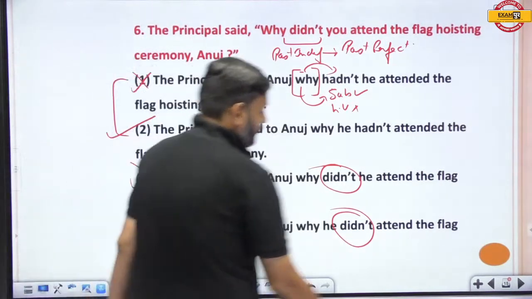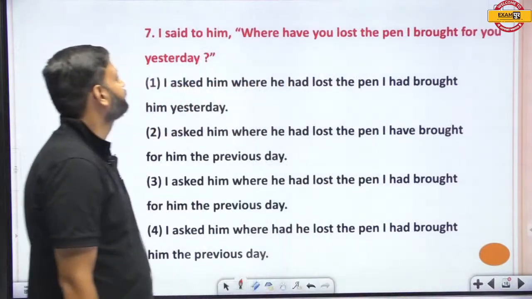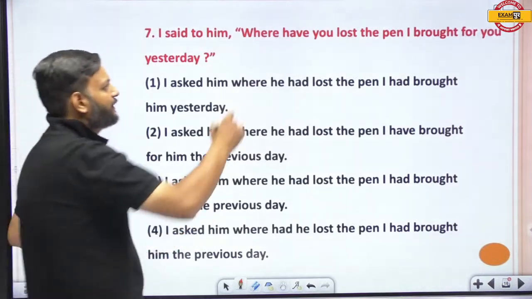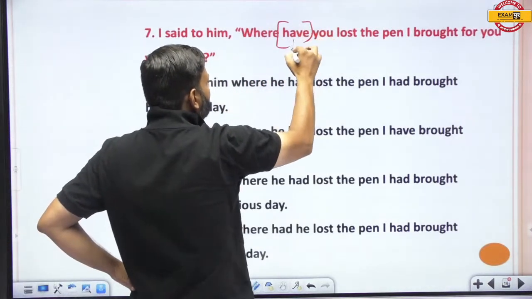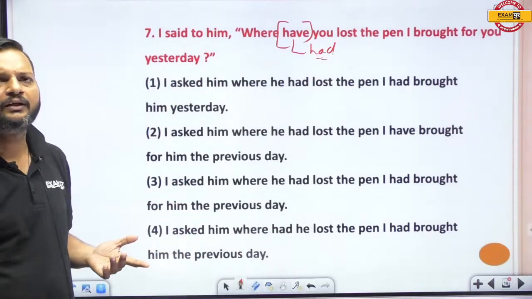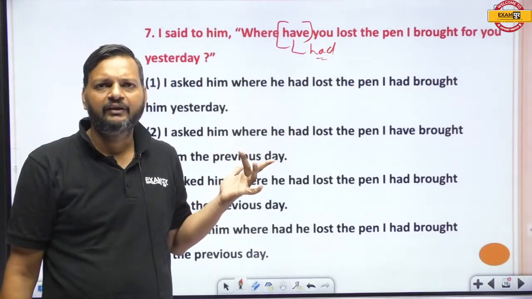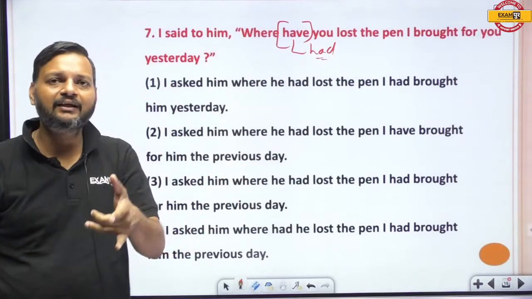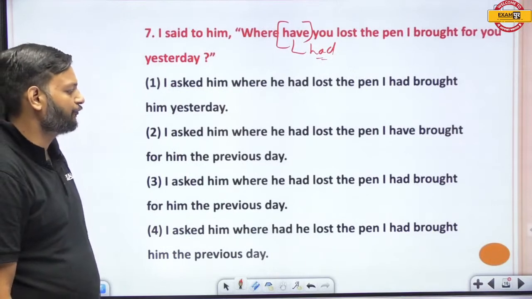Okay. Now question number 7. I said to him, where have you lost? So here we have have. In indirect you have to look for had. These are some key points. If there is have in direct, it means there must be had in its indirect. So look for had.